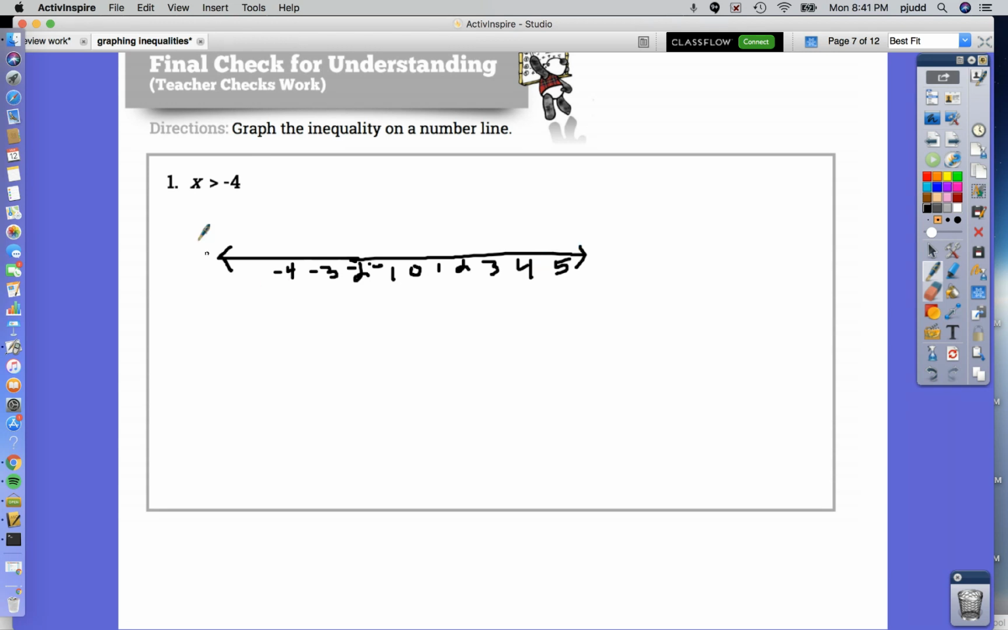Okay, now we need to graph that greater than -4. So here's where I'm going to start. Greater than means your solution set is going to move to the right. It could keep going. It doesn't have to end here. So I'm going to keep this as an arrow. If it's greater than -4, can it include -4? And no, it cannot. So that's going to remain an open circle.